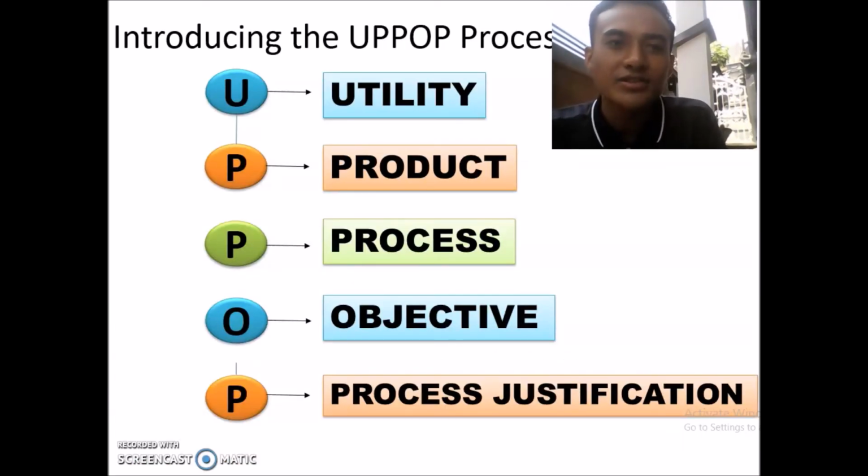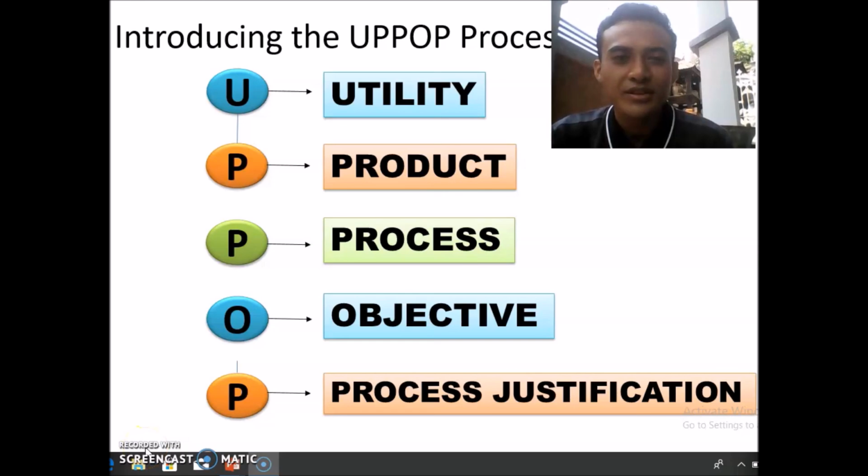Okay, next, the introduction of the UPOP process. UPOPer can be minimized into UPOP process. Actually, the meaning of both of them is similar, but the structure of UPOP changes. The structure of UPOP is simpler than the structure of UPOPer. Based on the name, UPOP can be divided into some letters such as U, P, P, O, and P.